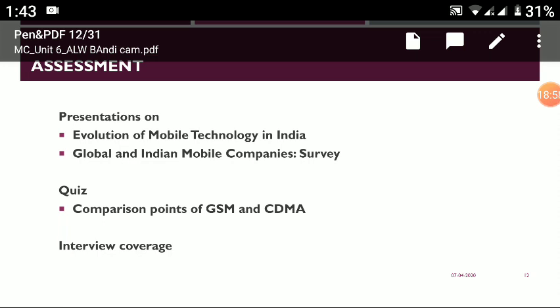So this is the present evolution of the mobile technology in India. Global and Indian mobile companies survey. So simply you people can conduct, or we need to conduct some quiz on the Moodle, and it is also very useful for interview purposes, whenever you want to attend an interview at any organization. Generally these people ask one question on your smartphone. So you should prepare about what features you have with your mobile communication system or your smartphone.